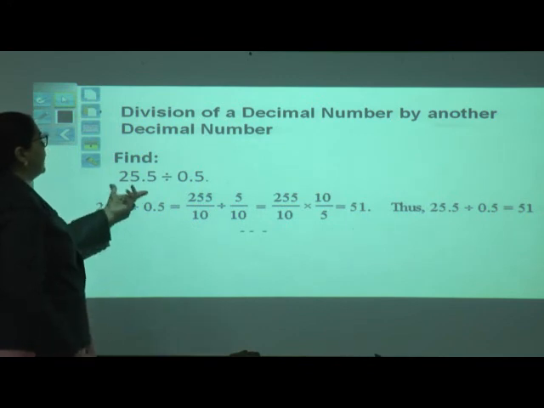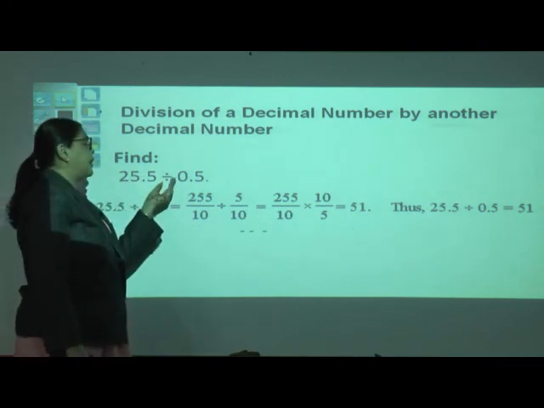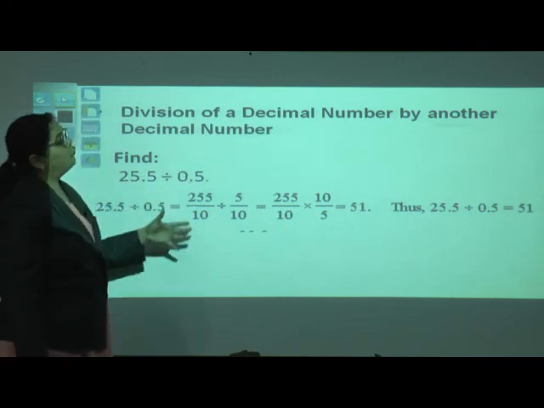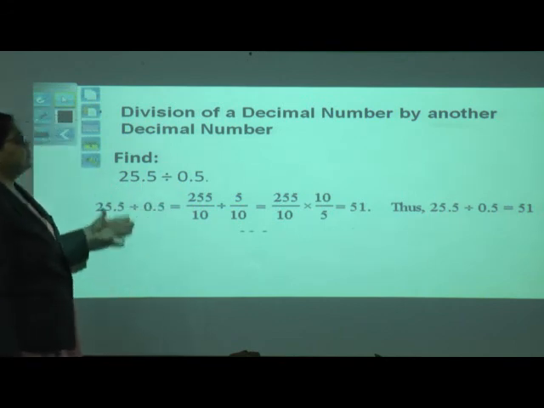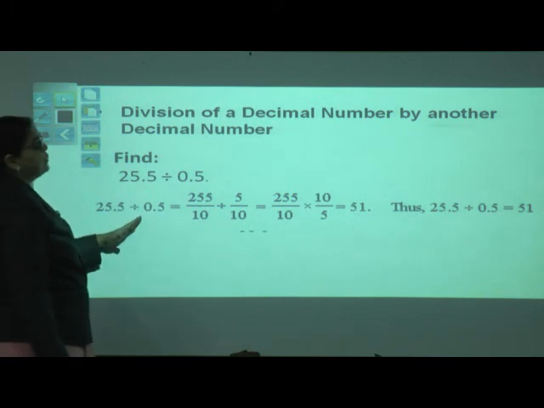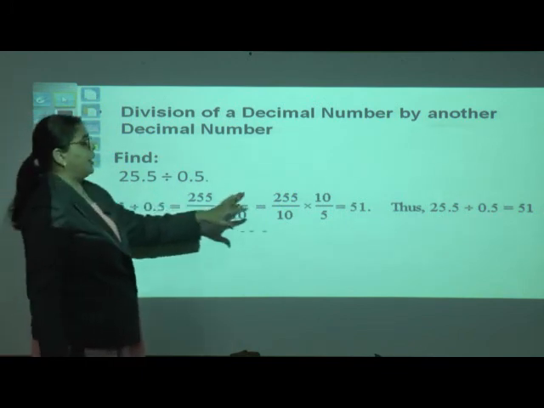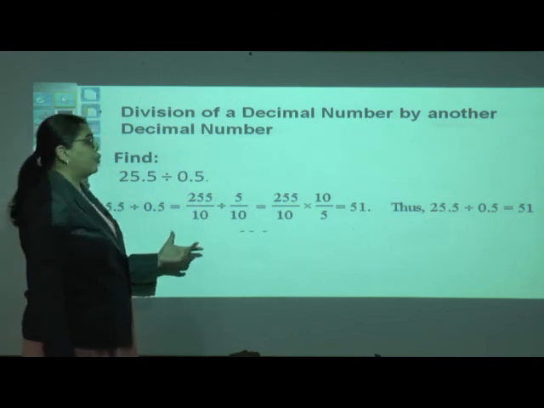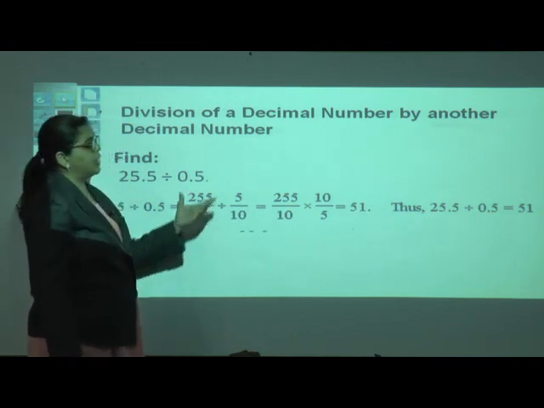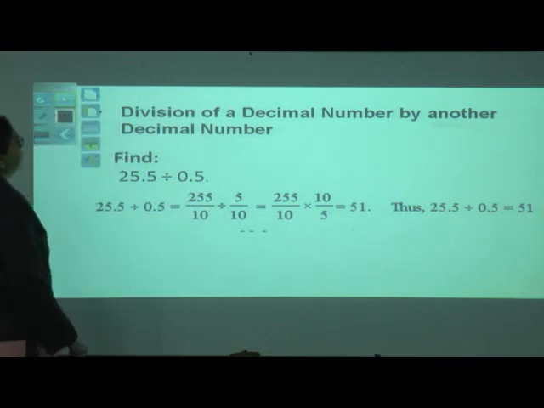So we can say that when a decimal is divided by a decimal, we follow the same steps. The next step is the reciprocal, and then if it is possible to reduce, we reduce and find the answer.